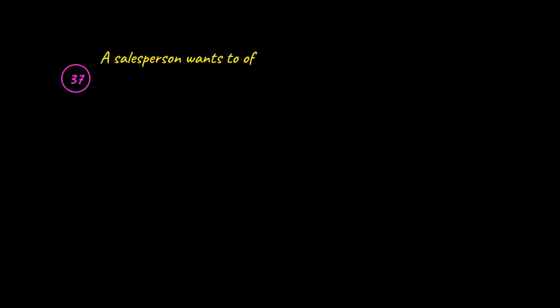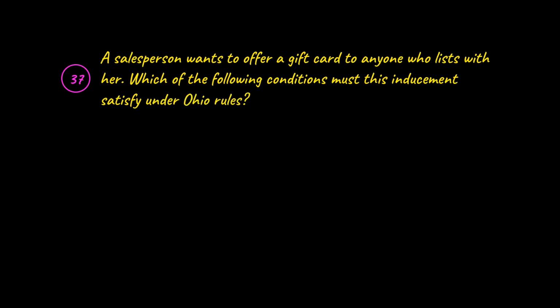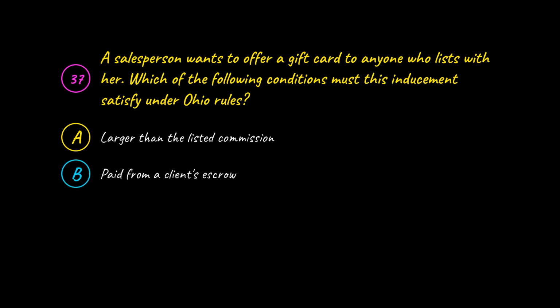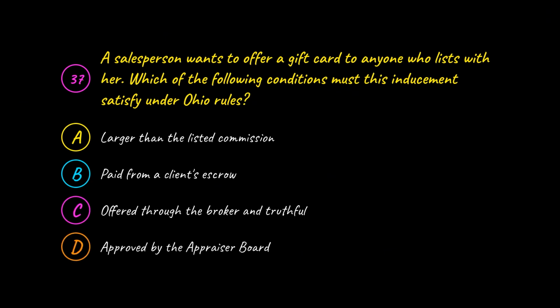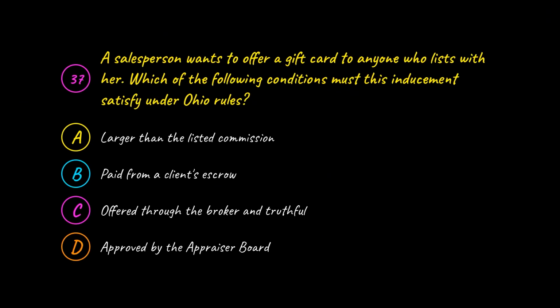Question 37. A salesperson wants to offer a gift card to anyone who lists with her. Which of the following conditions must this inducement satisfy under Ohio rules? Your options are A. Larger than the listed commission, B. Paid from a client's escrow, C. Offered through the broker and truthful, D. Approved by the appraiser board. Pick one. Trust your gut. Here's your chance to test yourself.